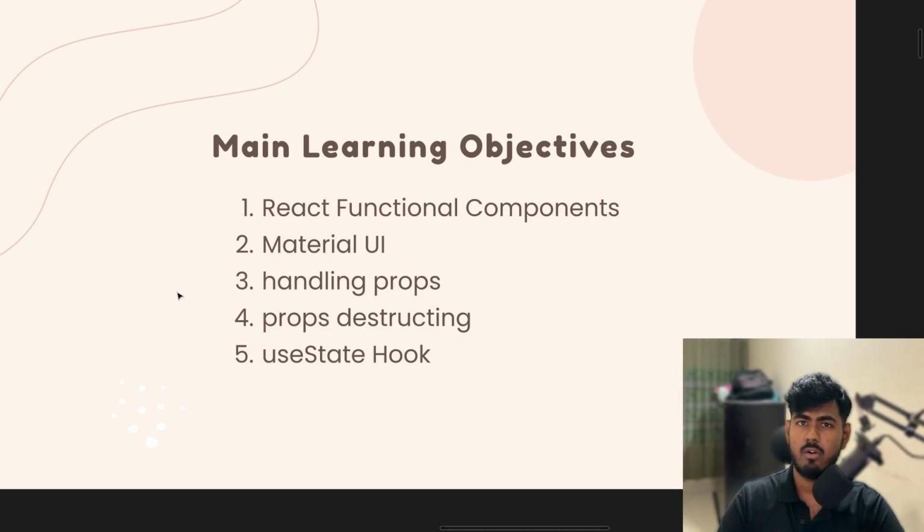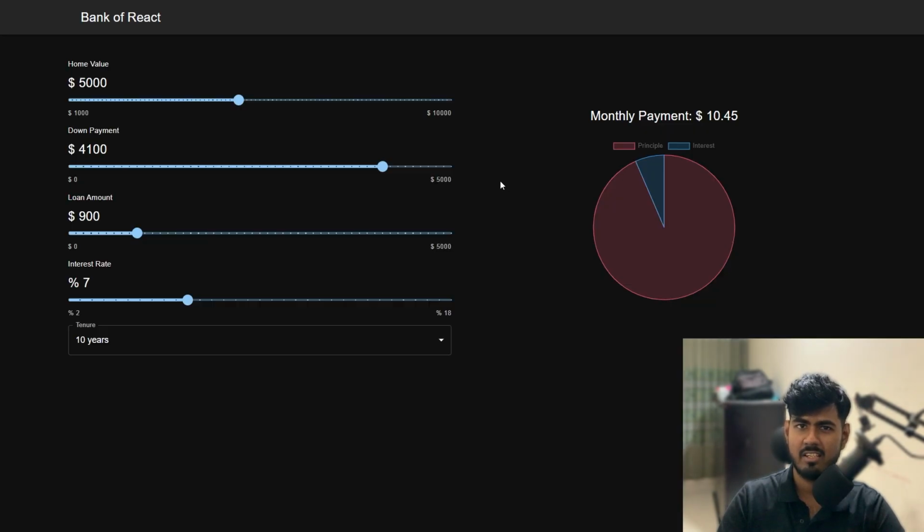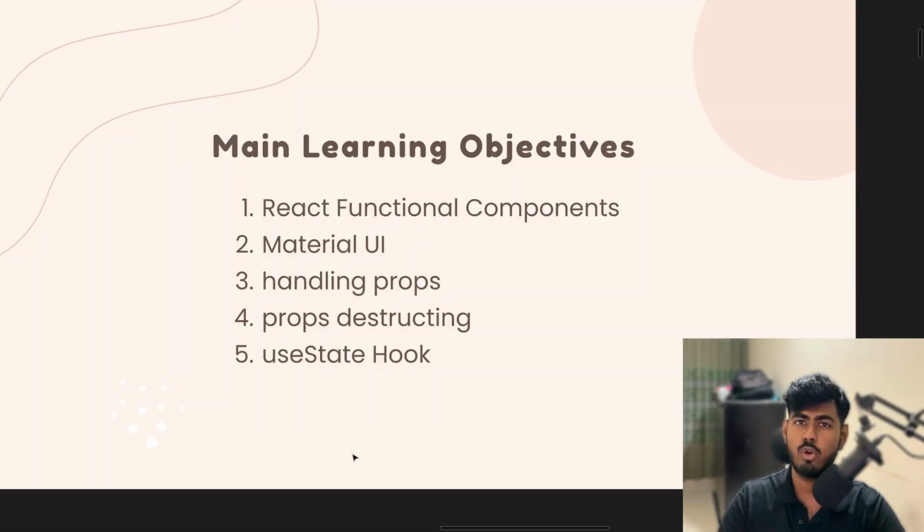Then we're going to learn how the useState hook of React works. Guys, do you see all of this data here? Like $5,000, $1,000, $10,000, $4,100. How am I managing all of these calculations? I am doing all of these calculations using the useState hook of React.